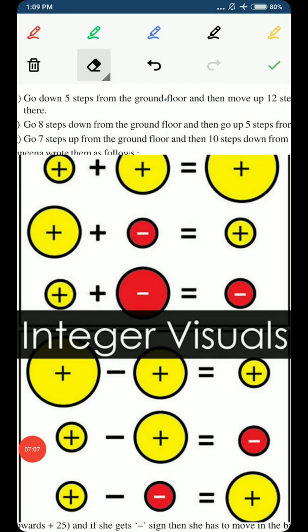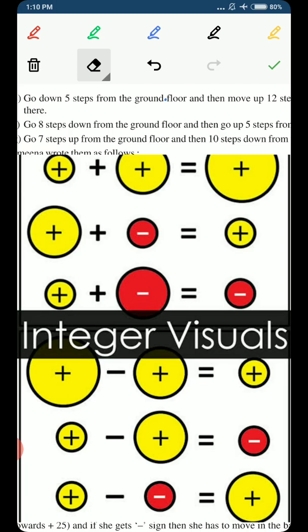Now in 6th grade mathematics, in the chapter on integers, there is one new rule that I'm going to tell you. In the previous classes, whenever we used to see a plus symbol, we always used to add. But from 6th grade mathematics, you will have to change this rule. Even if there is a plus symbol, there can be subtraction after that.